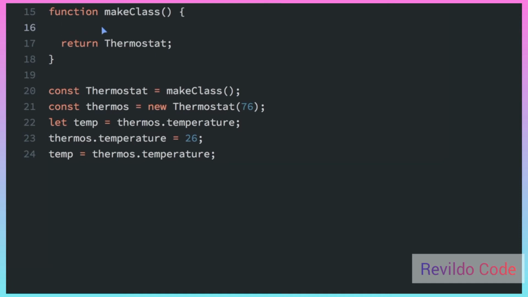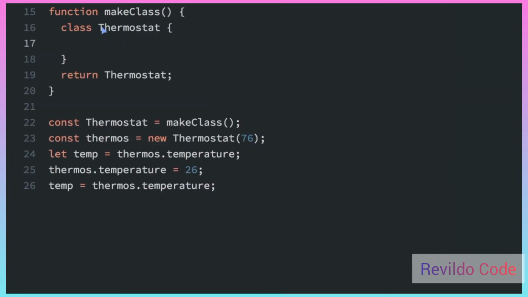So let's do that. We're going to do a class of thermostat. And in this class, we need the constructor. So when you first create the thermostat, you're going to pass in a temperature. And remember, this is going to be Fahrenheit.